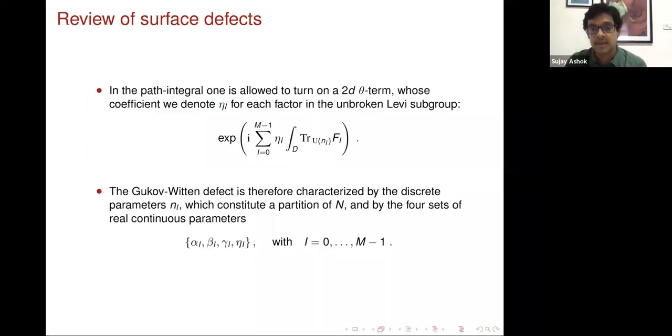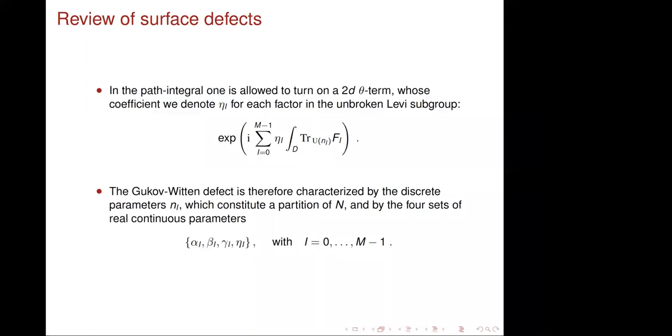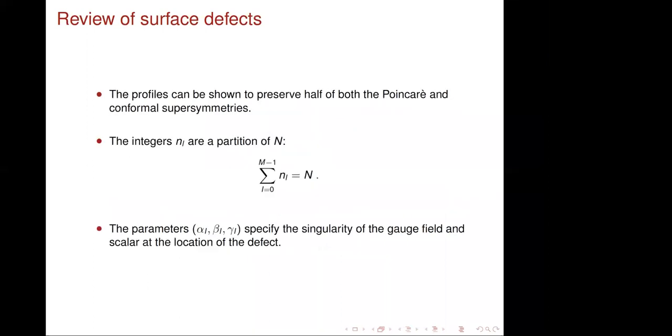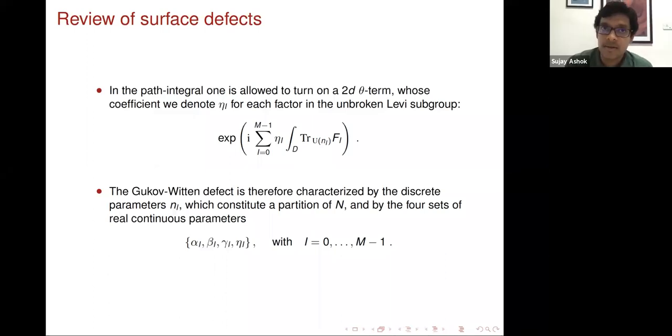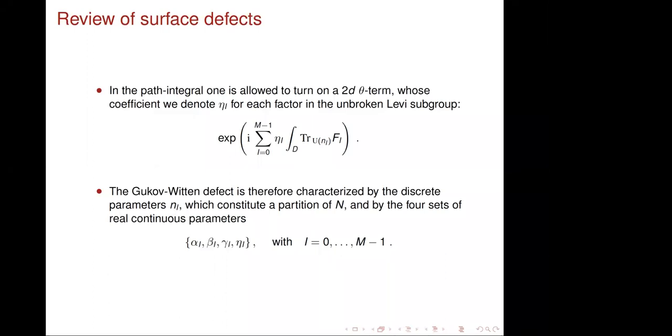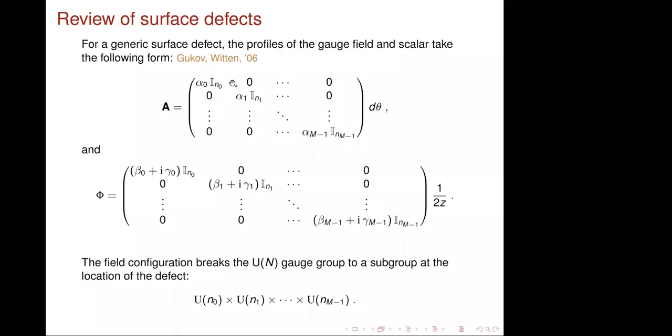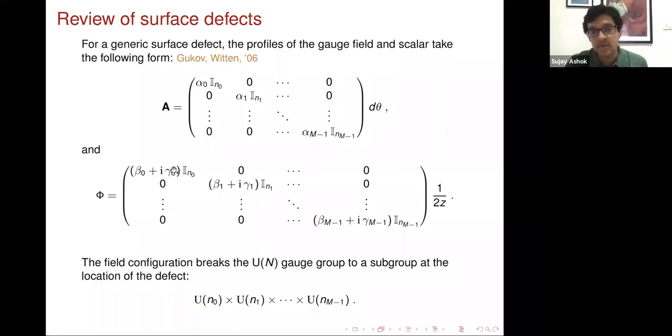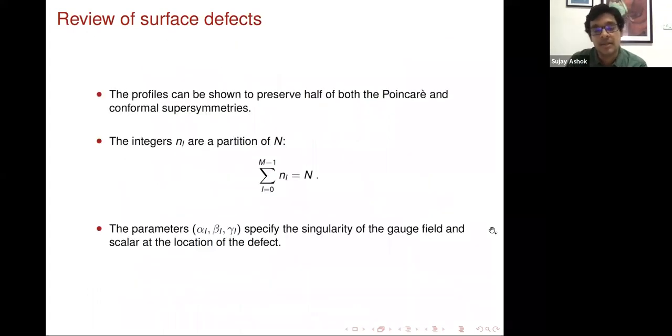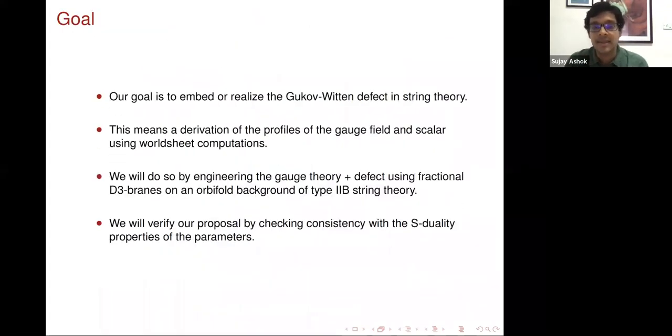I see. And as you were saying, these defects break this gauge group into U(1)^{n_1}, U(1)^{n_2}, and so on. So some of these alphas or betas would be equal. So n_1 is the number of equal alphas. Is that so? Yes, exactly. So these alpha_0 multiply an identity matrix of n_0 by n_0 and so on. Thanks. Okay. Any other questions?